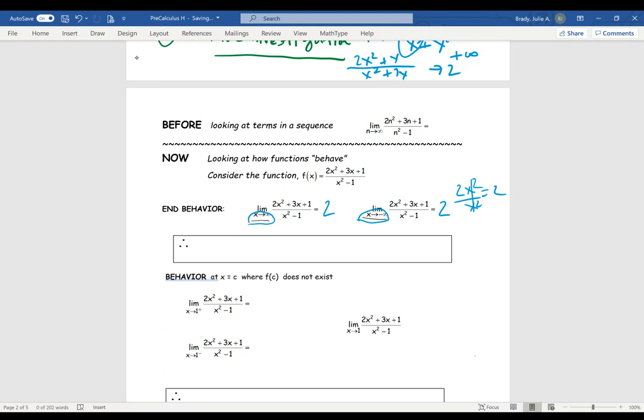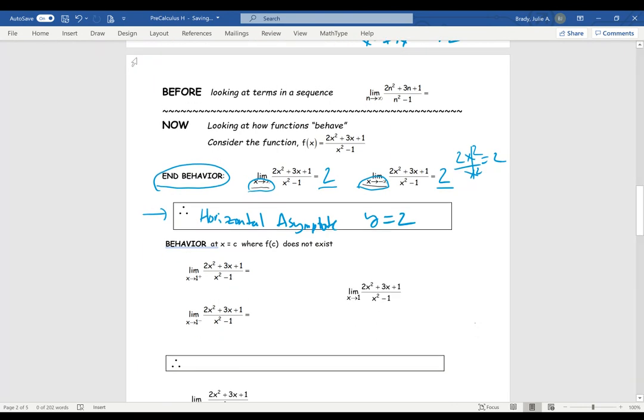And the new thing is that if at the ends the limit is a constant, we know we've got a horizontal asymptote. And we know that's the line y equals 2. Okay, now we're going to look at the more interesting spots.